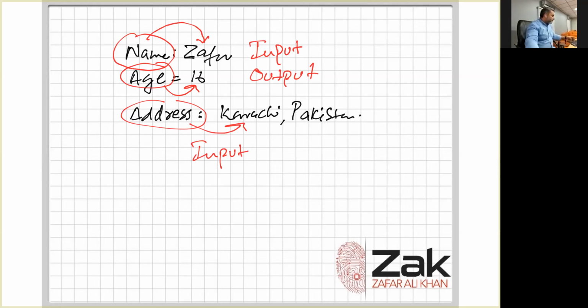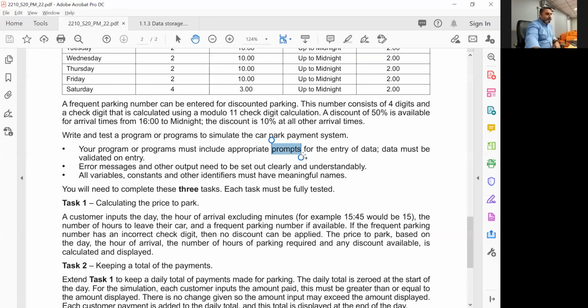Now, your program must include appropriate prompts for the entry of the data. Data must be validated. So validation checks must be done for every data entry mentioned. All right. Error messages. If the validation fails, then we have to incorporate a few error messages so that the user has an idea of what is correctly entered and what is not.